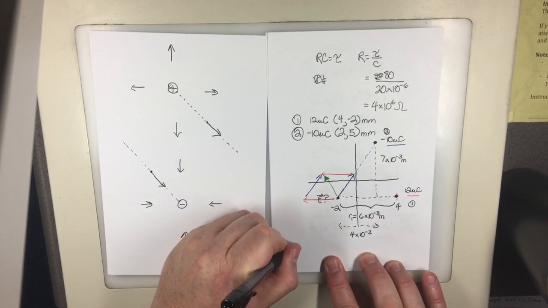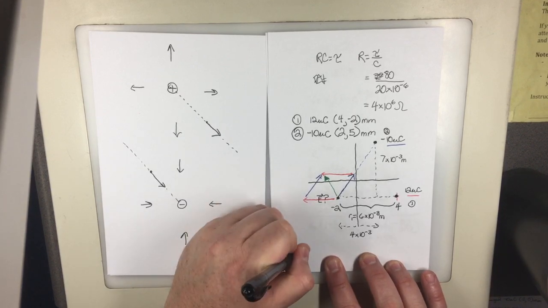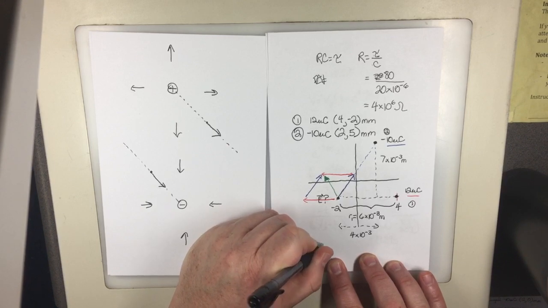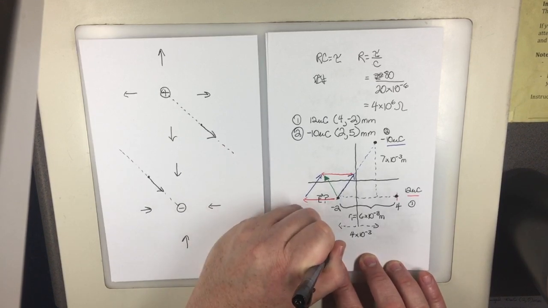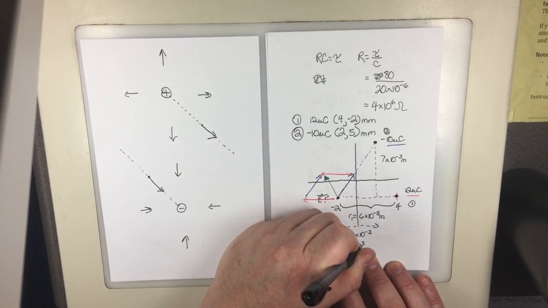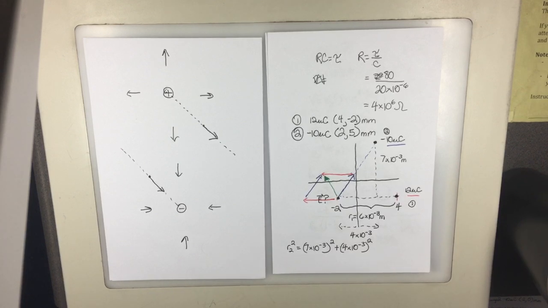R2, and I'm going to use just R2 squared, that is equal to 7 times 10 to the -3 quantity squared plus 4 times 10 to the -3 quantity squared. And that will give me... oops, it helps if you input the right number from the start.